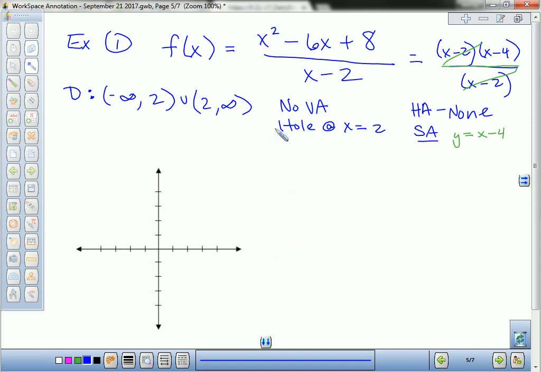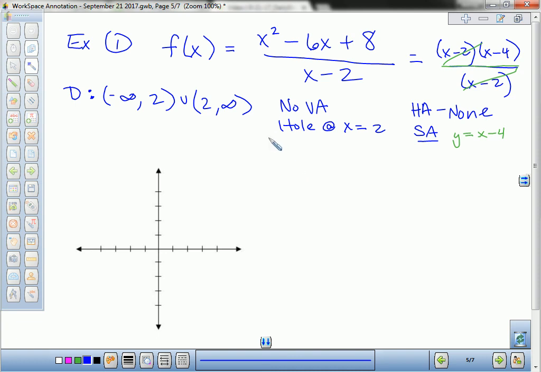What other information do we need? The hole is at x equals 2. You want to figure out what y is at the hole. I want to do that when I graph. We can think about the limit as it approaches 2 from either side. But when we look at the graph, it actually makes that a little easier.